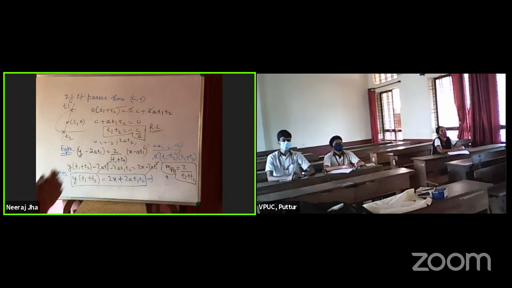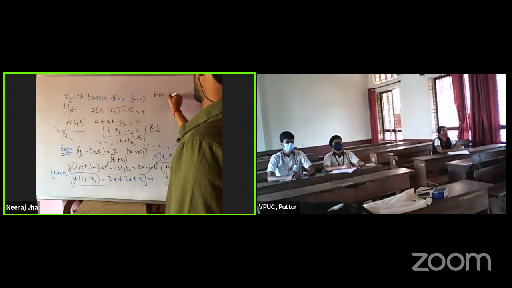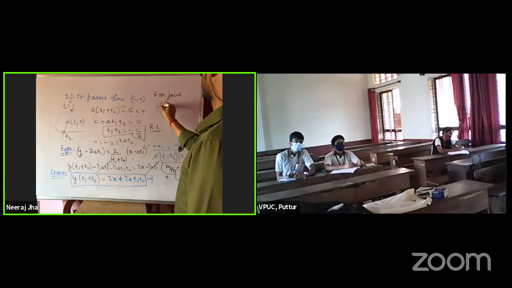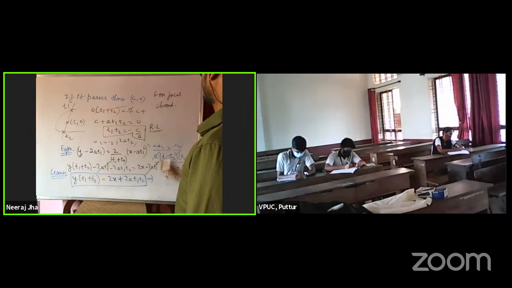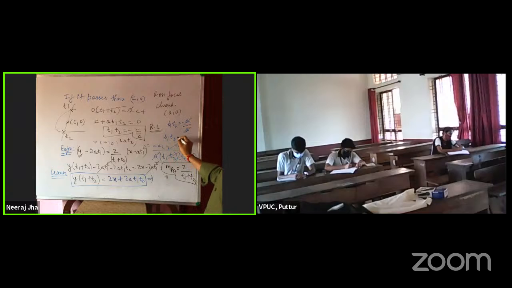C comma 0, we understood that T1 T2 is equal to minus C by A. Okay, all right. So for a focal chord, it will pass through A comma 0. If this chord is a focal chord, it will pass through A comma 0. A comma 0 means the product T1 T2 will be equal to minus of A by A. Hence T1 T2 is equal to minus 1 for a focal chord. ये तो बहुत ही important है.